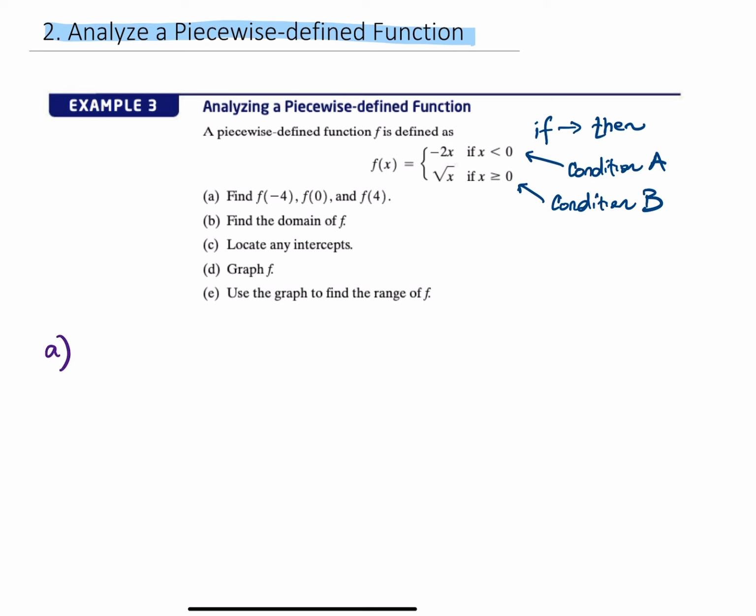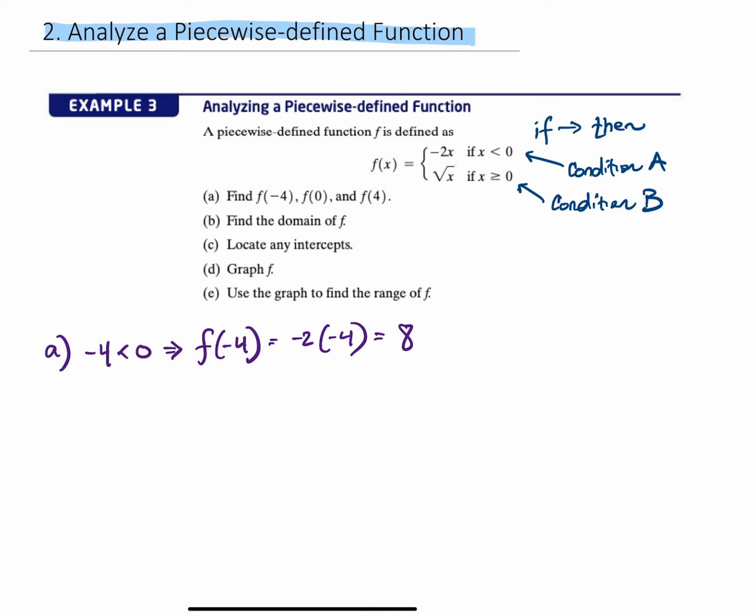The first one has us find a few values. The first is f of negative 4. So negative 4 is our x value. That's our input. So we just need to check to see which condition our input falls under. Is it less than 0 or greater than or equal to 0? Well, negative 4 is definitely less than 0. So then we should use that first definition. We can say f of negative 4 will plug into the negative 2x. So we'll say negative 2 times negative 4, or positive 8.